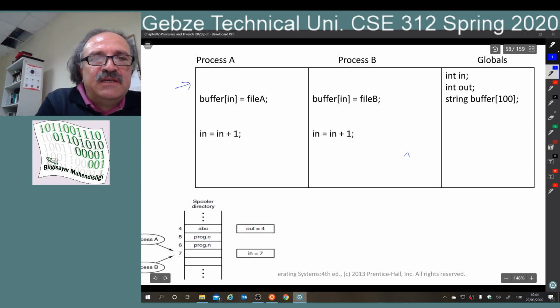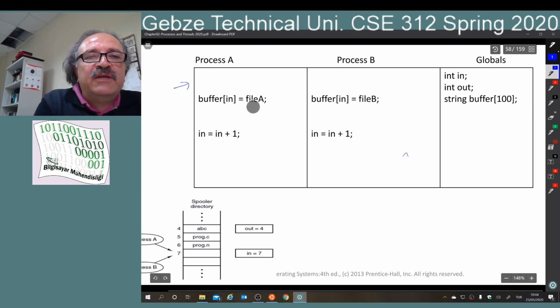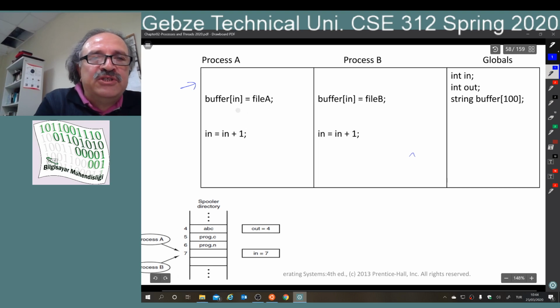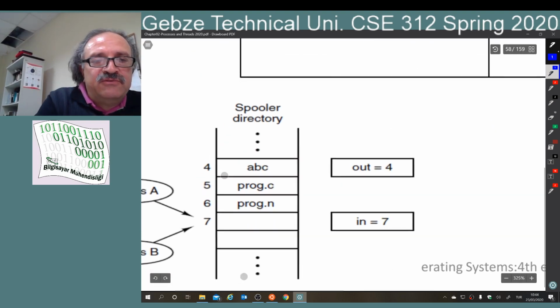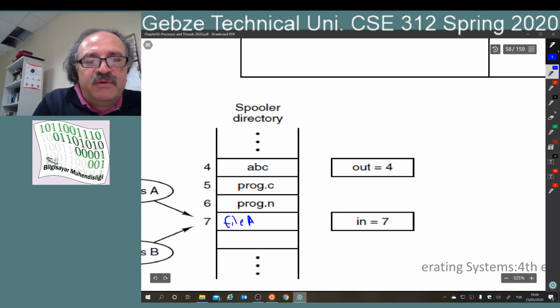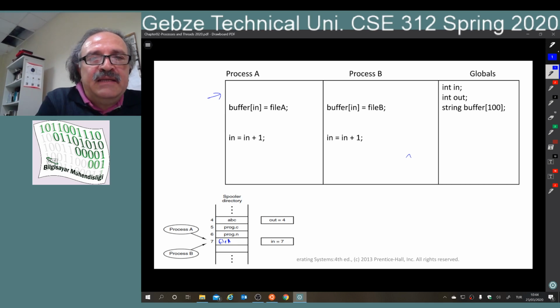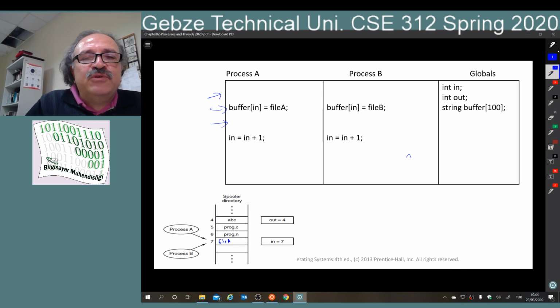Okay, PC is here. It said, okay, I will put my file A into this position N. So it writes file A here. File A, no problem. And then the program counter is now here. After that position, the operating system decided that there is an interrupt, and that process B should start running. Process B will start running.